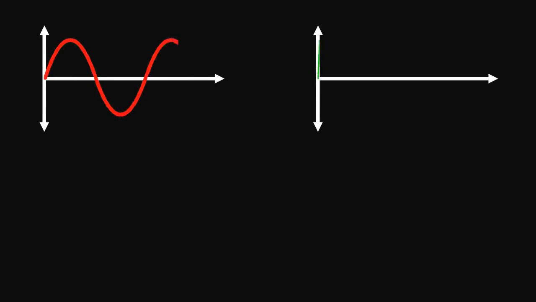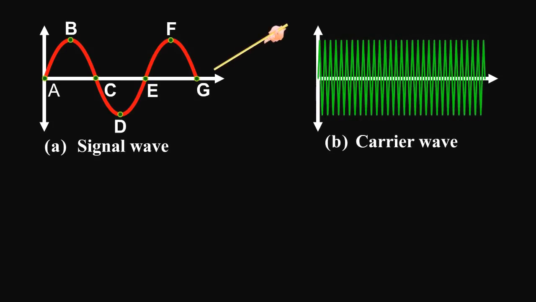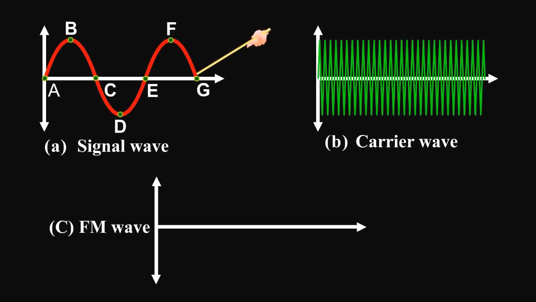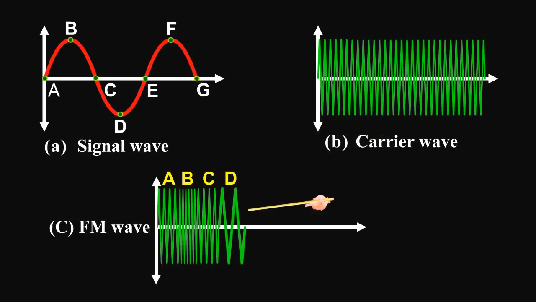The frequency variation of the carrier wave depends on the instantaneous amplitude of the signal as shown. When the signal voltage is 0 at A, C, E and G, the carrier frequency is unchanged. When the signal approaches its positive peaks at B and F, the carrier frequency is increased to maximum as shown by closely spaced cycles, but during the negative peak of signal as at D, the carrier frequency is reduced to minimum as shown by widely spaced cycles.